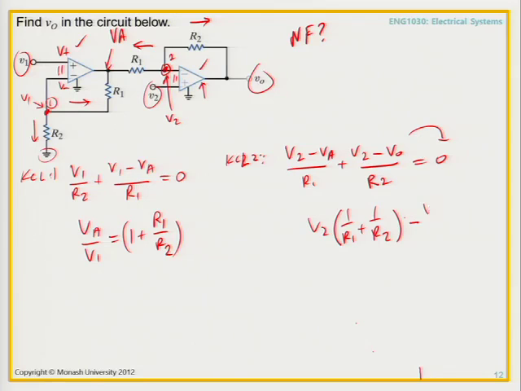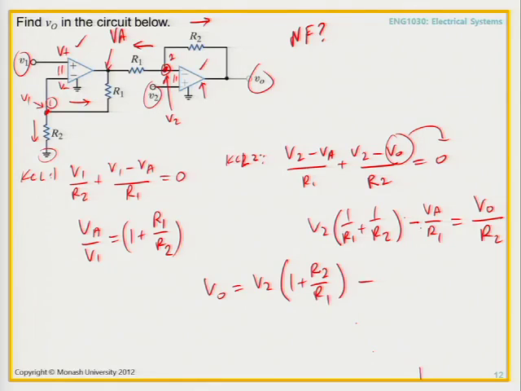Subtract VA over R1 equals VO over R2, because I've taken this term over to the other side. Make sense? And what can I do to just get VO? I can multiply through by R2, right? So I can go VO is equal to V2, and you'll get R2 plus R1, R2 over R1 plus, what's R2 over R2? 1 plus R2 over R1.